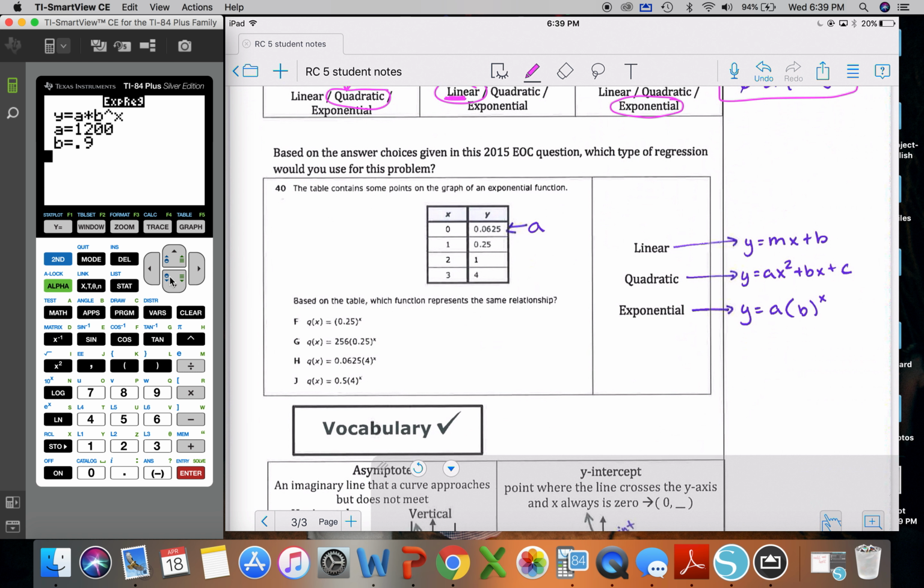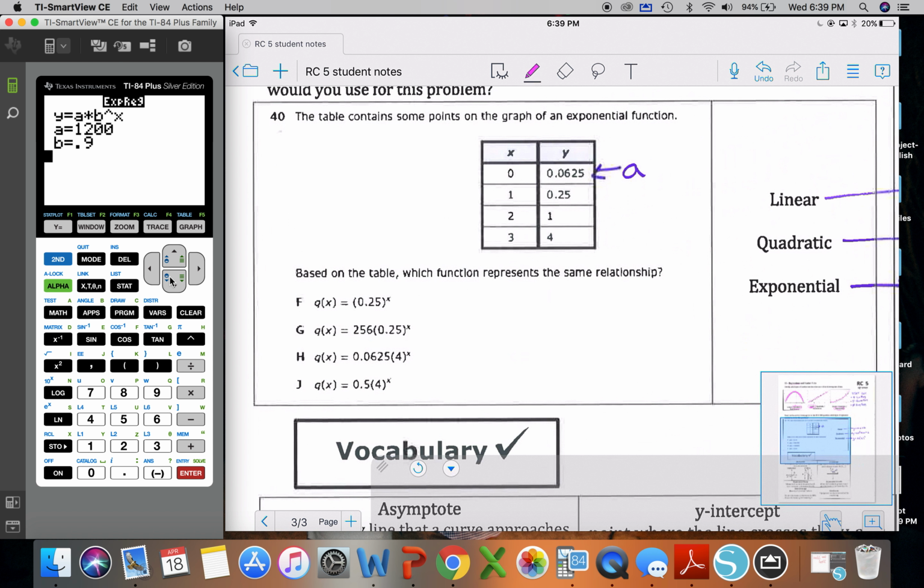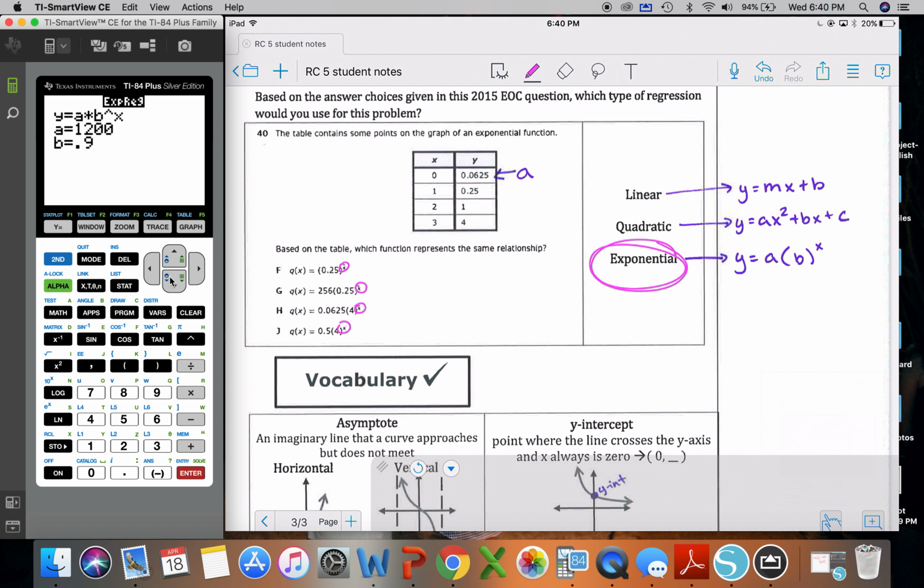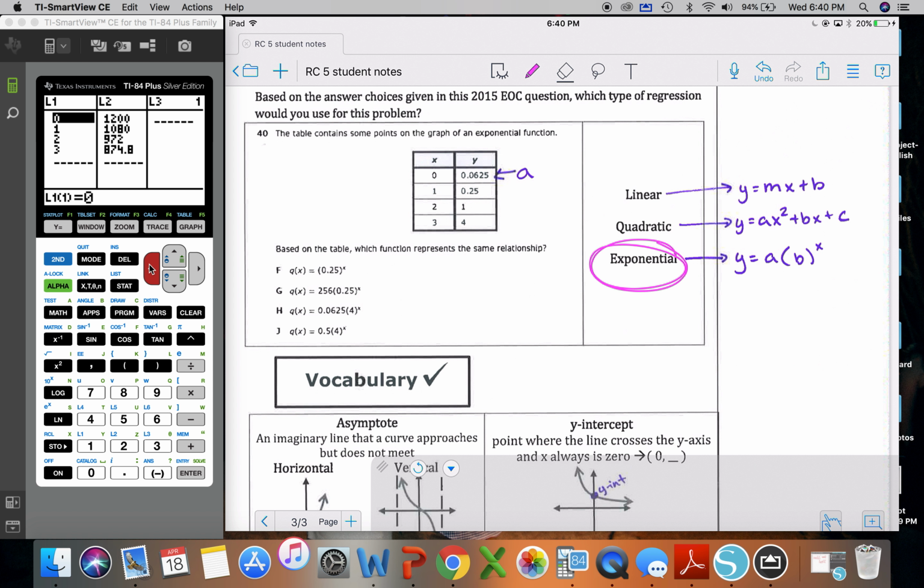Based on the answer choices given in this 2015 EOC question, which type of regression would you use for this problem? So they give us a table. All of our answers have x in the exponent, which makes it an exponential function. So, by looking at the answer choices, we know that we can ignore options 4 and 5 and just run one thing in StatCalc.